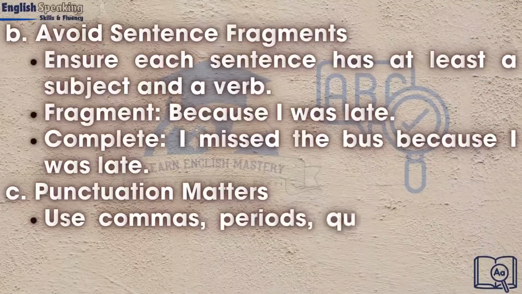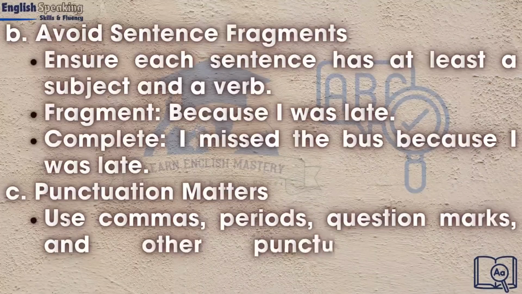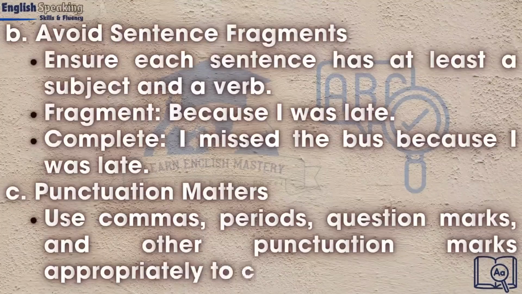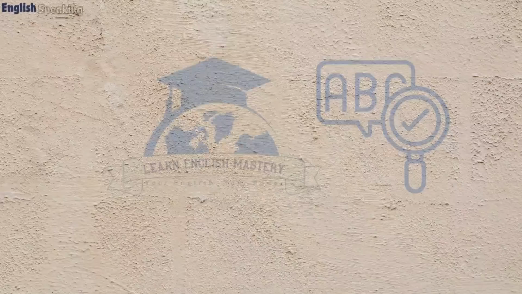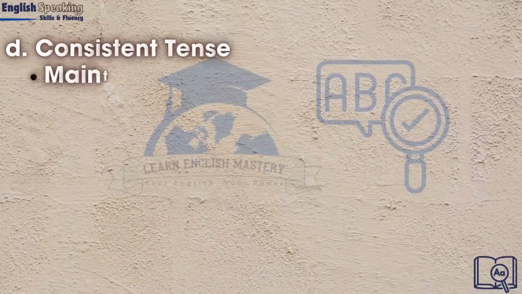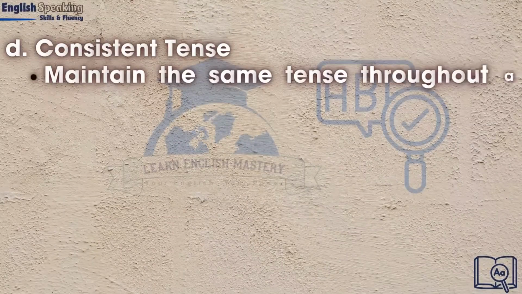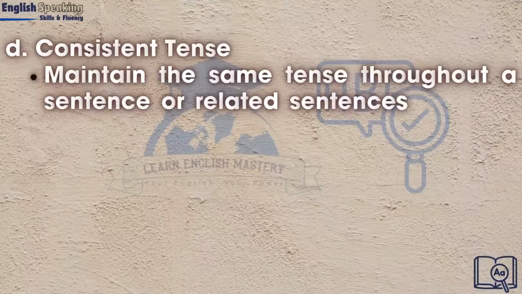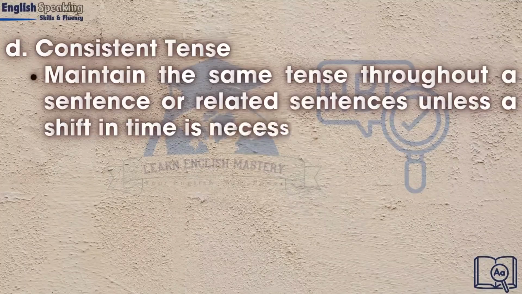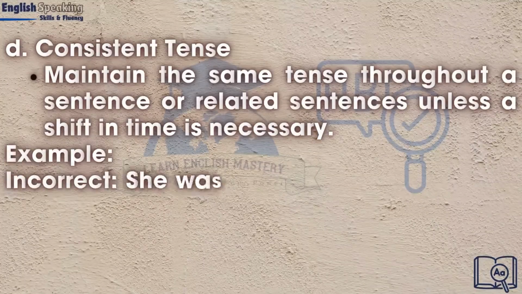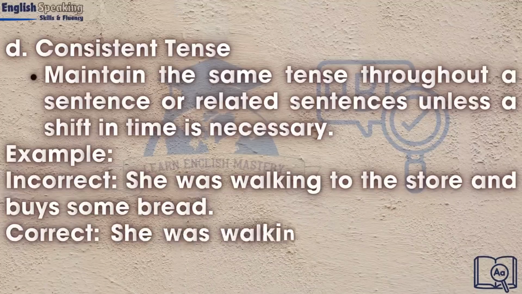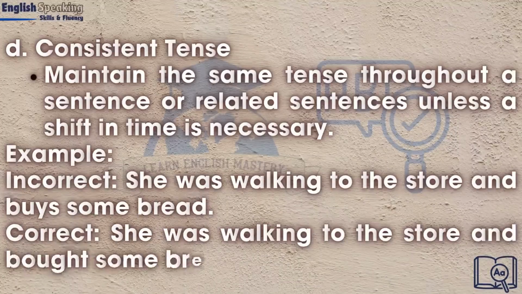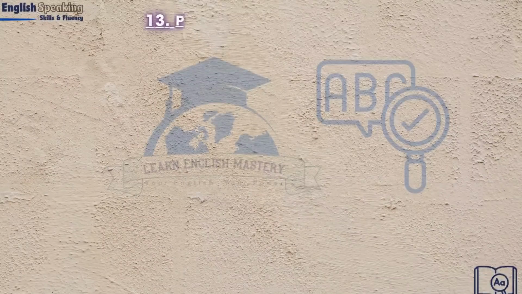C. Punctuation matters. Use commas, periods, question marks, and other punctuation marks appropriately to clarify meaning. D. Consistent tense. Maintain the same tense throughout a sentence or related sentences unless a shift in time is necessary. Example. Incorrect: she was walking to the store and buys some bread. Correct: she was walking to the store and bought some bread.